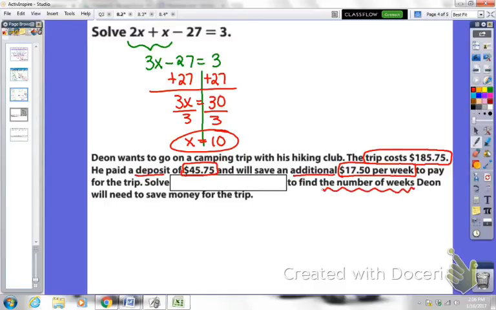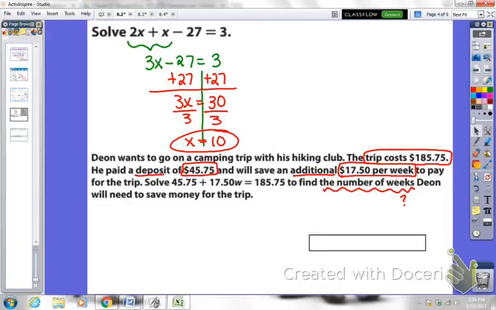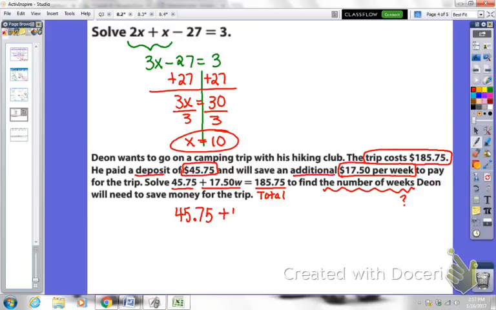So I don't know the number of weeks, so that's your variable. And here's the equation. Okay, we already have his deposit, $45.75 is this number. He's saving an additional $17.50 every week, and I don't know the number of weeks. And then this is your total. All right, so we're going to solve that. So I'm going to rewrite it down here. 45.75 plus 17.50w equals my total. Drop my line.